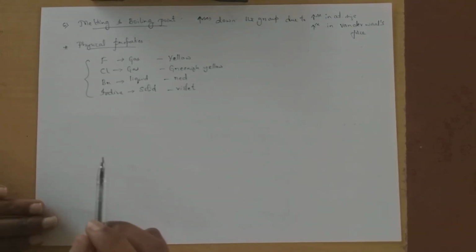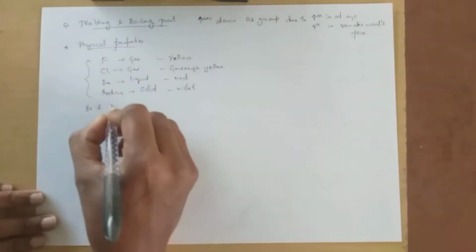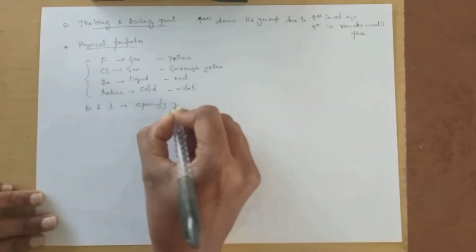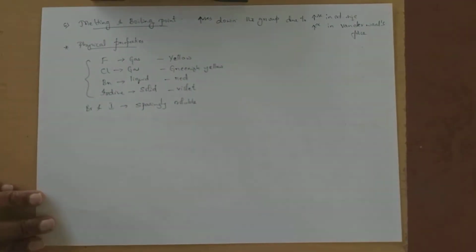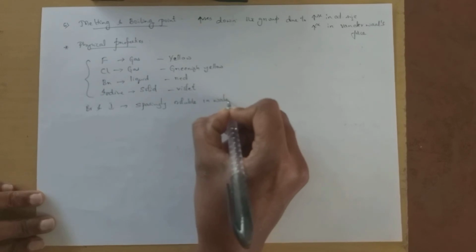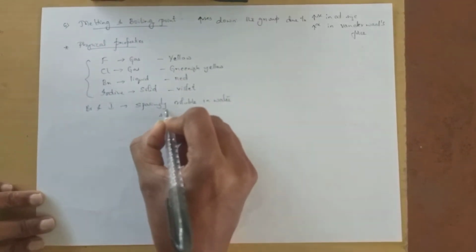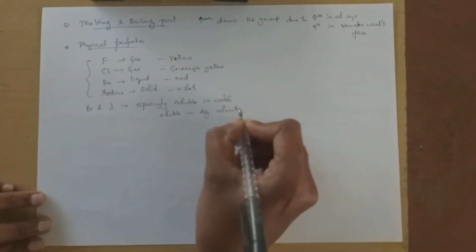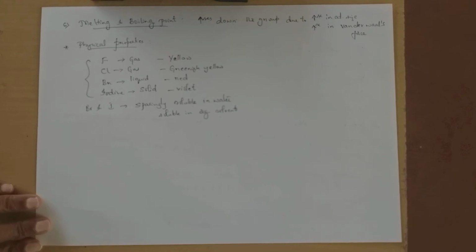So bromine and iodine are sparingly soluble in water. What do you mean by sparingly soluble? Sparingly soluble means half. They don't dissolve completely, just half soluble. So bromine and iodine are sparingly soluble in water but completely soluble in other organic solvents, such as benzene and toluene.